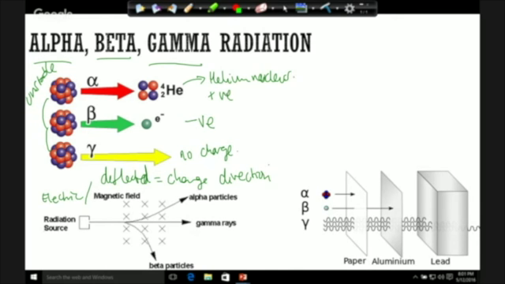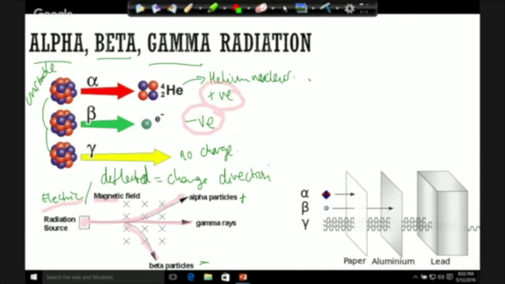So alpha particles are positive, beta particles are negative, so these are charged particles. These are ones that can be affected by an electric and a magnetic field. So if you've got your decaying nuclei here, your alpha particles will be deflected in a field, your beta particles will be deflected, but your gamma rays will go straight through unchanged. What you need to remember is that alpha particles, because they're positive, will go in the opposite direction that beta particles will.